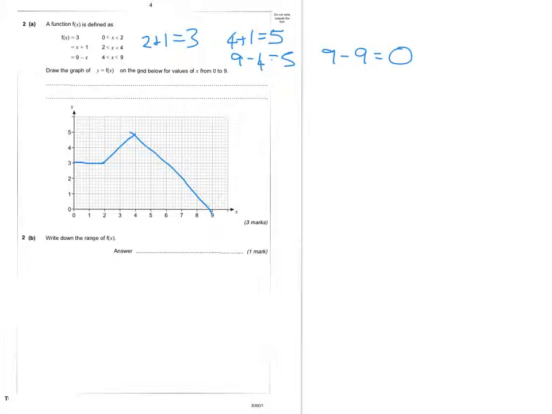The range of f of x, range is the y values, so we go from 0, and it's equal to that, up to 5 is the highest y value.